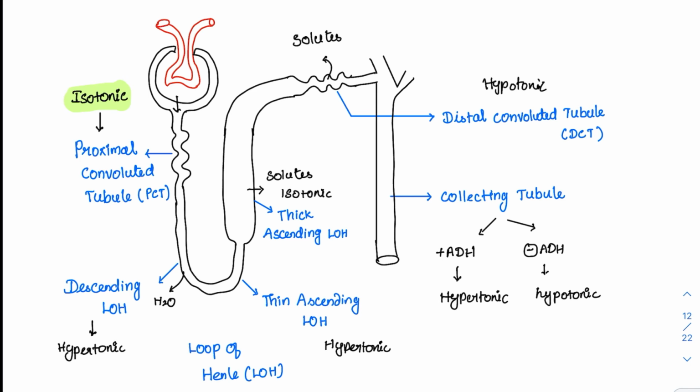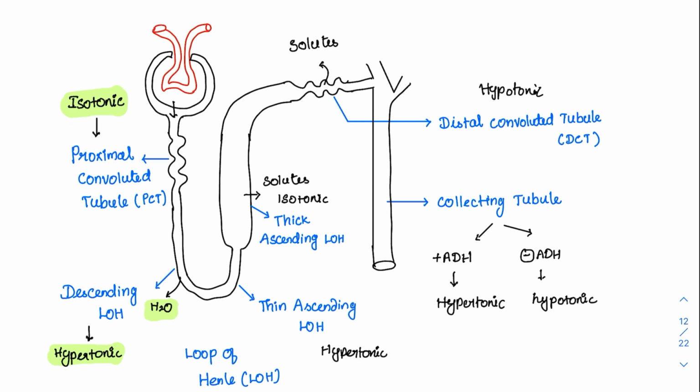Now coming to the next segment, descending loop of Henle. What it does is, it takes off water only. So this tube is also called as concentrating segment and it makes the fluid hypertonic. Now coming to the thin ascending loop of Henle. This thin ascending loop of Henle also will have the hypertonic solution only because it is not permeable to even water as well as the solutes.